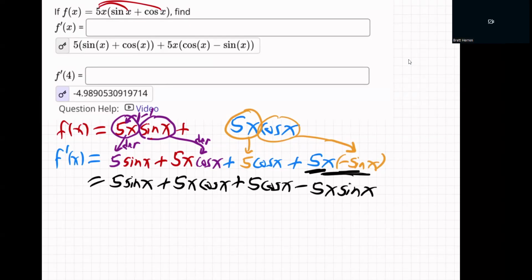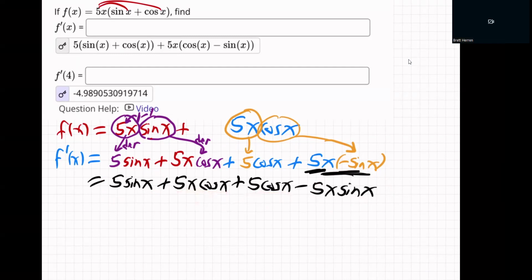So you might wonder, can we combine? No. This and this, for example: this is a sine x, this is an x sine x. A little different, unlike terms. And these guys are not the same either. This is an x cos x, and this is just a plain cos x. They can't combine. That's it.